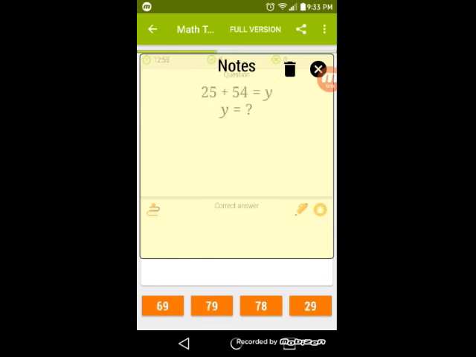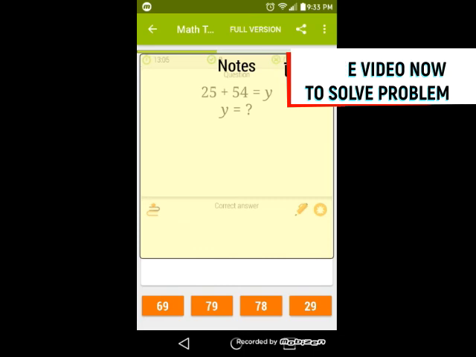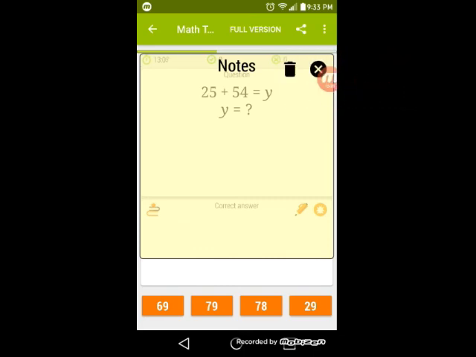Right. This one here is not that hard. Just 25 plus 54. You end up with 79 equals y. Flip it around, y is equal to 79. Yes.